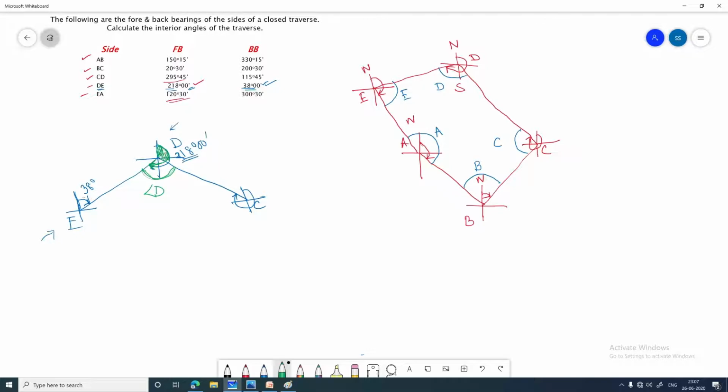Now what will be the value of this angle? This is nothing but the forward bearing of DC. This is D and this is C, so this is actually the forward bearing of DC, or you can say forward bearing of DC is equal to back bearing of CD. Just check, this is CD, right? So back bearing of CD means we need to see from D to C side. D is the starting point. So when you see from D to C point, what will be the angle?